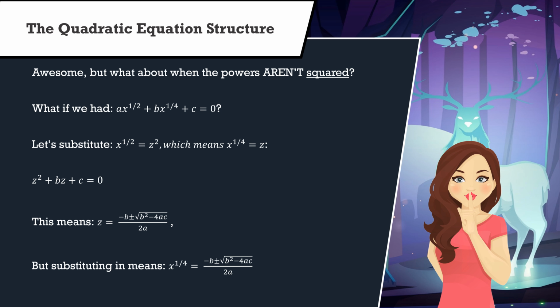The quadratic equation structure. Awesome, but what about when powers aren't squared? What if we had ax to the power of half plus bx to the power of quarter plus c is equal to 0? Let's substitute x to the power of half into z squared, which then means x to the power of a quarter is just equal to z. We then get z squared plus bz plus c is equal to 0. Hey, this is a quadratic equation just with z instead of x.